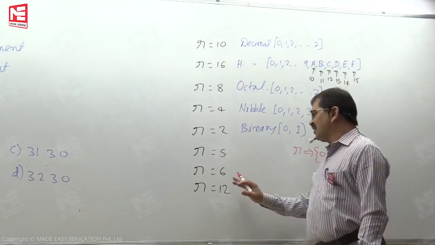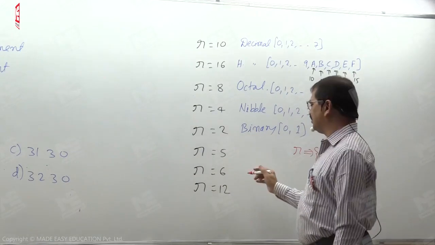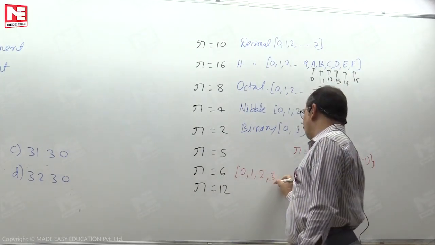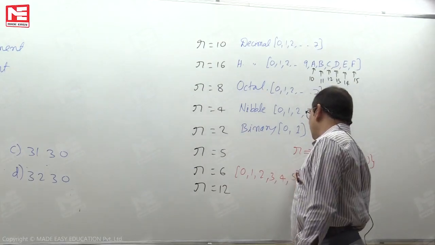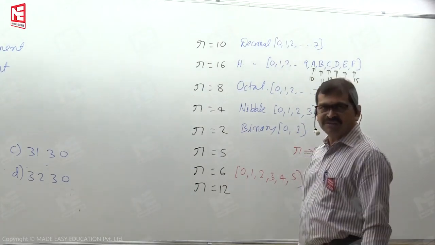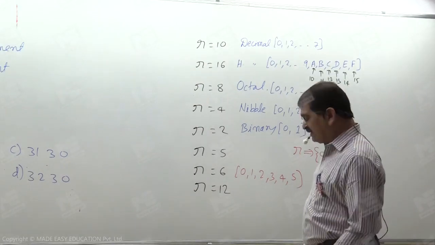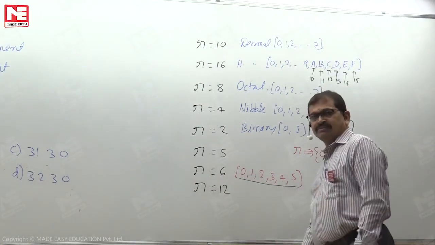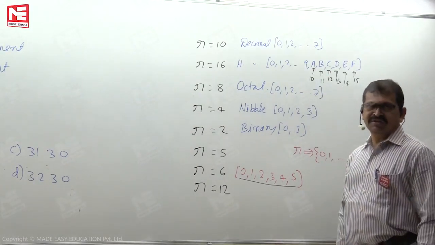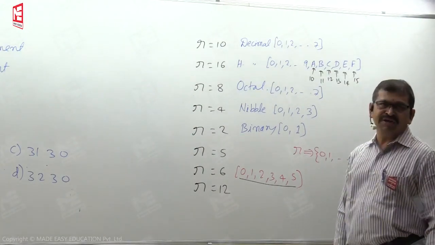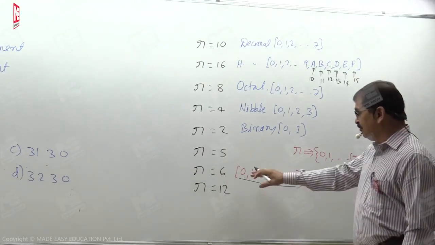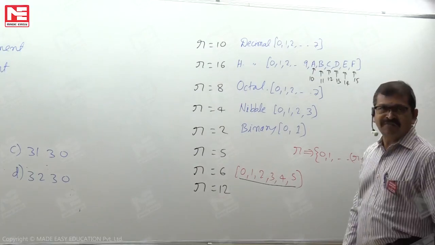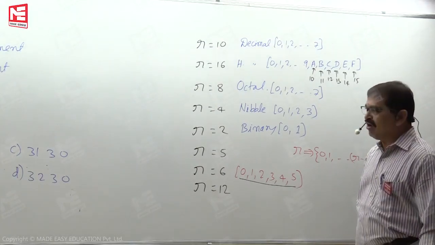Hence, when we are looking at radix 6, the digits are 0, 1, 2, 3, 4 and 5. Hence, what is the answer we are giving? That answer must be using only these digits. By chance, if in the options we have any option using digits other than these, definitely that is not the answer.